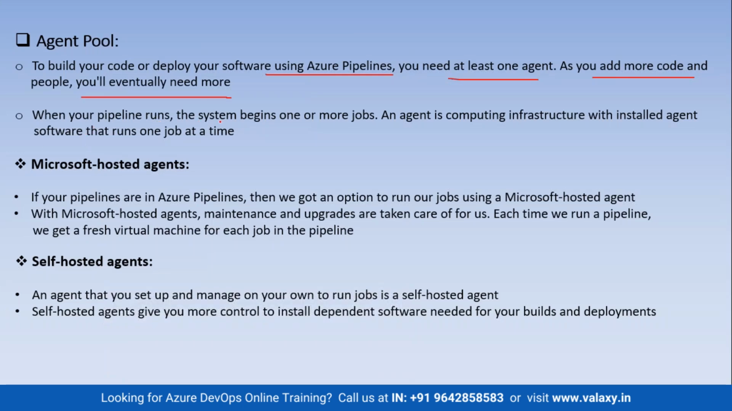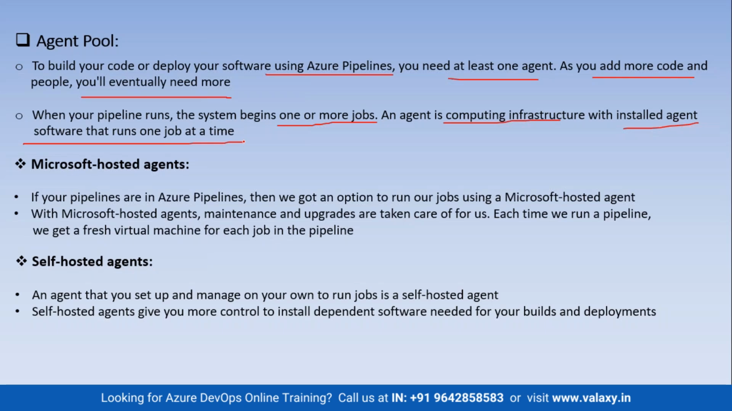When your pipeline runs, the system begins one or more jobs. An agent is computing infrastructure. So it's a compute, it's a server, guys, with installed agent software that runs one job at a time. Consider this as a server for now. And it has an installed agent. Agent is nothing but all the required plugins which are required to run your tasks and jobs. It is there already on it. And it runs one job at a time.